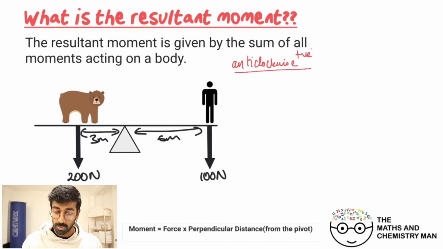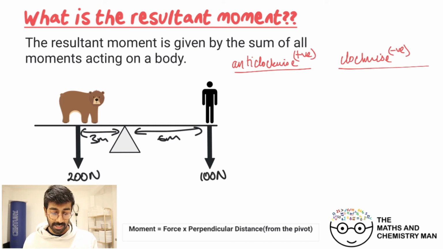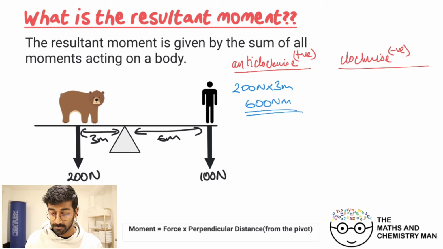And remember, anti-clockwise is given a positive sign. And then we'll go with clockwise, and clockwise is going to be given a negative sign. Just like that. Now this time, the moment created by the bear is going to be 200 newtons multiplied by 3 meters. This time that's going to give us 600 Newton meters. And because that's in the anti-clockwise direction, that's just positive 600 Newton meters.